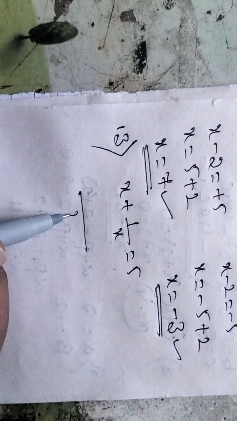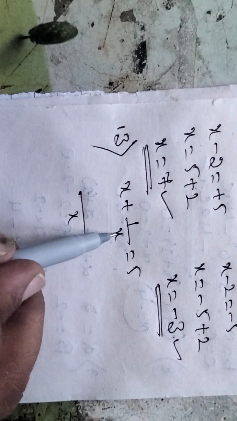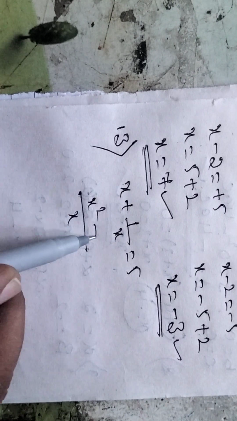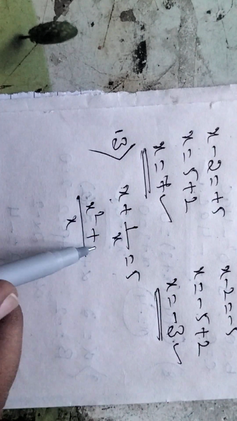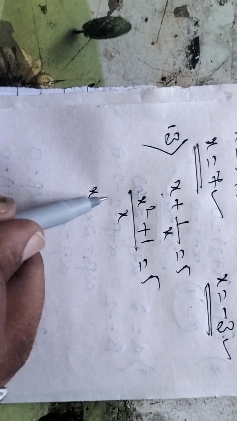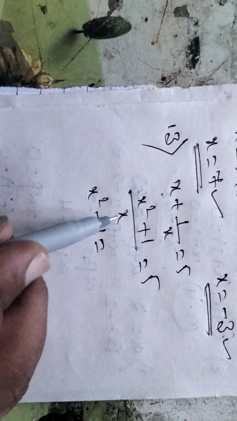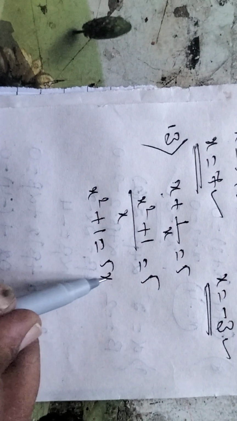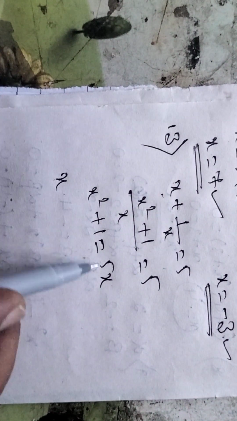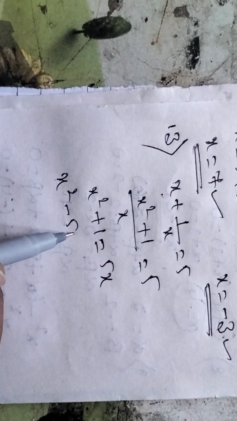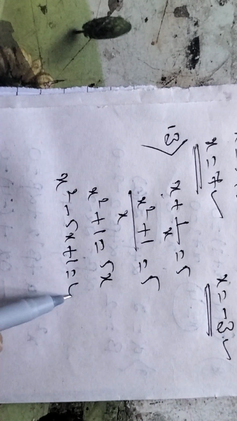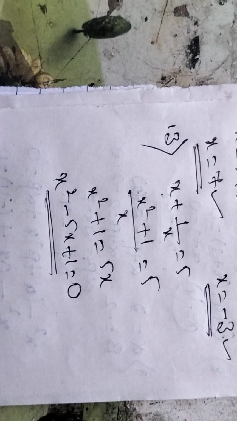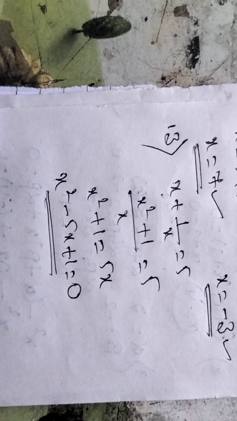Take the LCM, x is the LCM, cross multiply: x into x, x square; here nothing is there means 1, 1 ones are 1, is equal to 5. x square plus 1 is equal to x into 5, 5x. Bringing 5x here, x square minus 5x plus 1 is equal to 0. So x square minus 5x plus 1 is equal to 0 is the standard form of a quadratic equation.